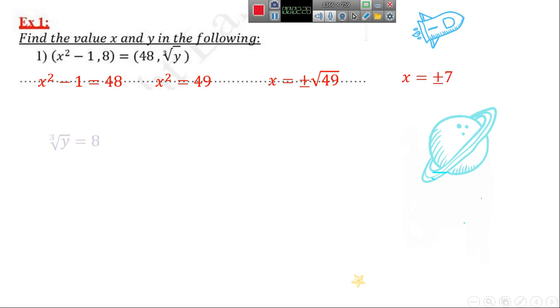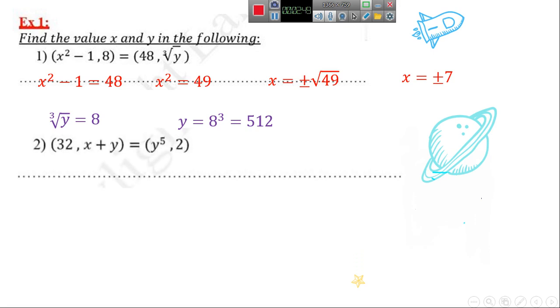To find the second projection, we said y cubed equals 8, the second equals the second. Then to find the value of y, we need to take the cube root of both sides, then y equals 512.